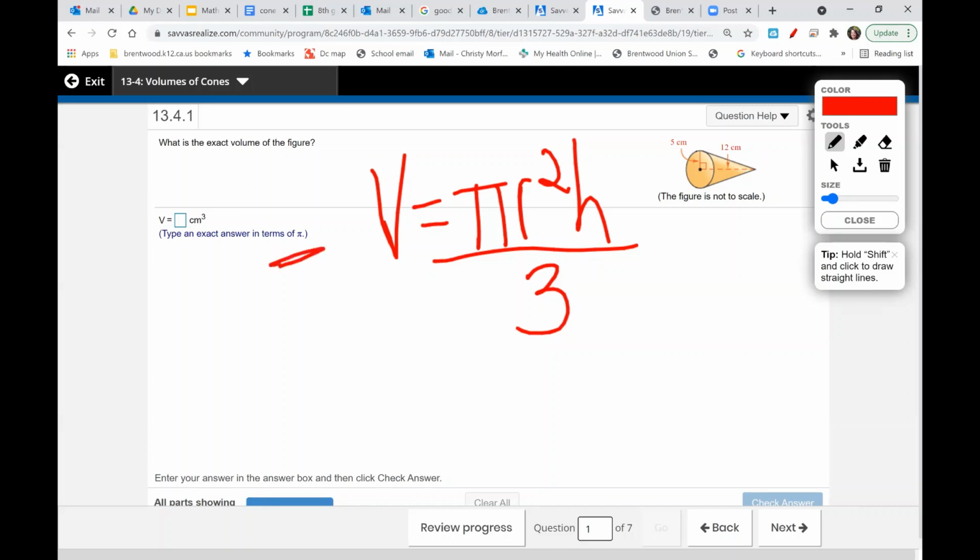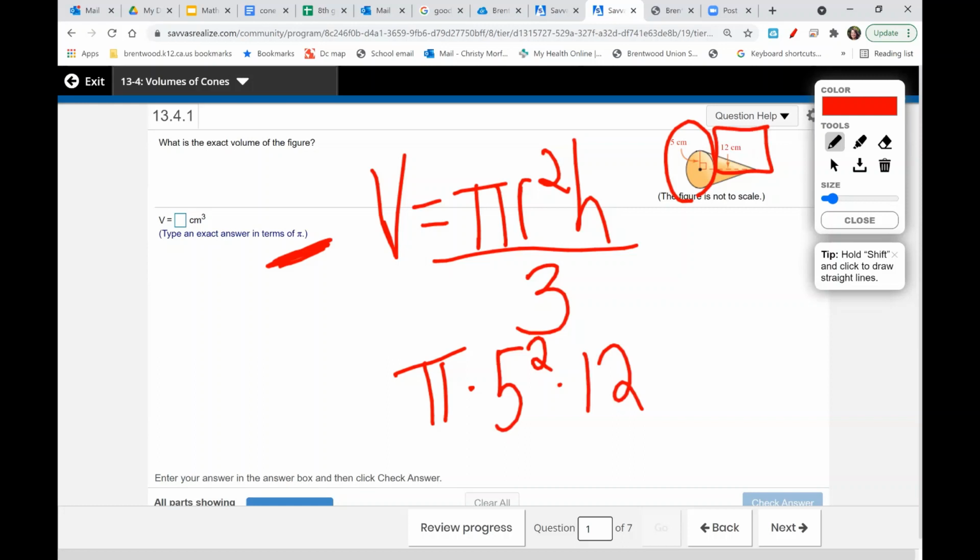You first want to notice, does it say pi symbol or does it say 3.14? This particular problem says use the pi symbol. So I'm going to keep the pi symbol. I'm going to replace the r, or the radius, remember that's the circular part, with 5, because that's what's in my picture. I'm going to replace the h, or height, with 12, because that's what's in my picture. And then your last step is to always divide it by 3.